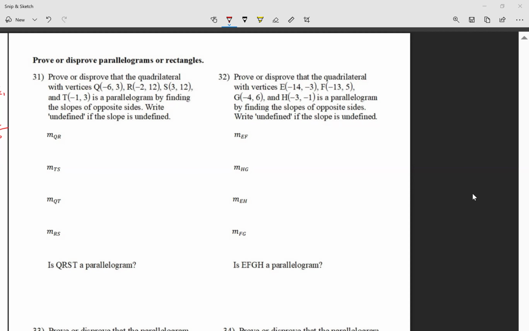First of all, questions 31 and 32. Prove or disprove that the quadrilateral QRST, you see the vertices, is a parallelogram by finding the slope of opposite sides. We're going to write undefined if the slope is undefined. When do we get an undefined slope? It is when we divide by zero.